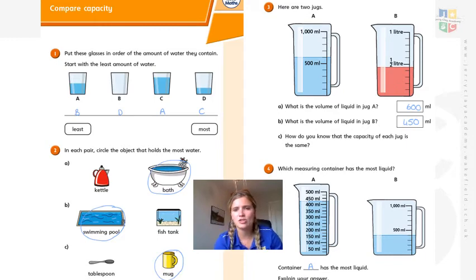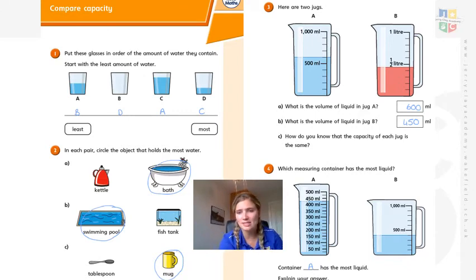Number 3, here are 2 jugs. What is the volume of liquid in jug A? So if we look at the increments, they were going up in 100 millilitres, so we could see that there were 600 millilitres in jug A. If we then have a look at jug B, we know half a litre is 500 millilitres. And if we look at the increments going up, they are going up in 100 millilitres, and it is halfway between 400 and 500, so it will be 450 millilitres.